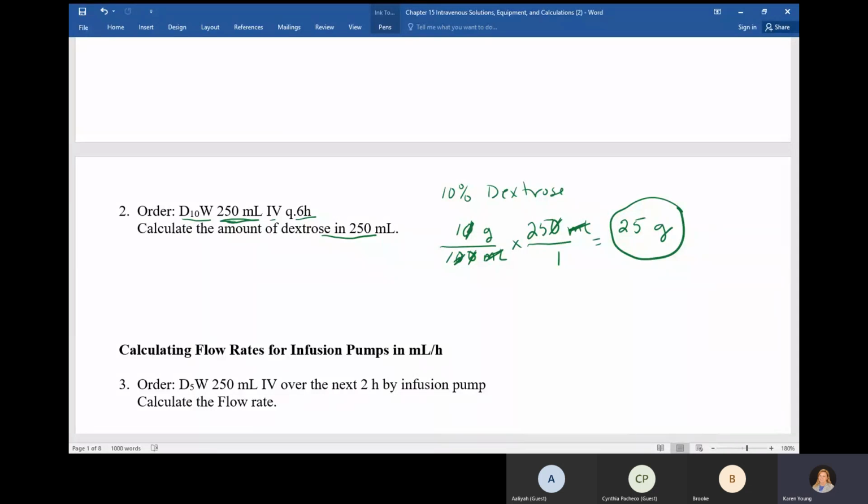Oh gosh, no, I said that wrong. There's 25 grams in a 250 milliliter bag.